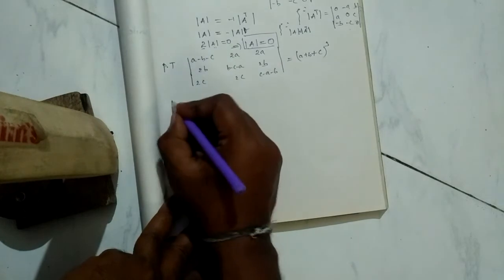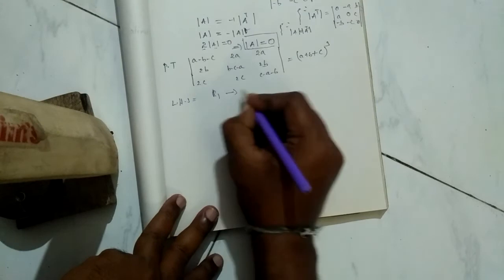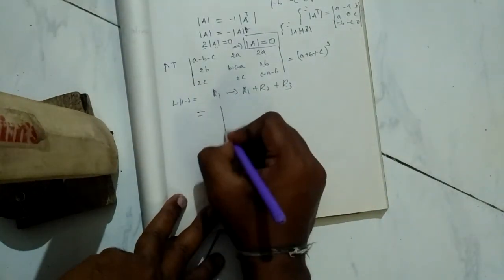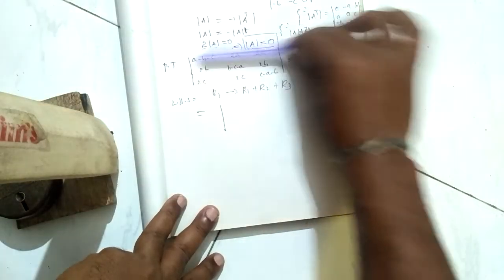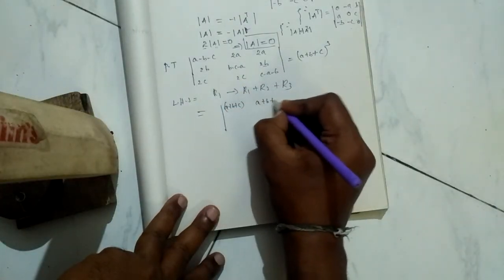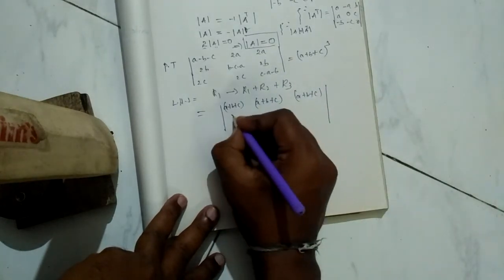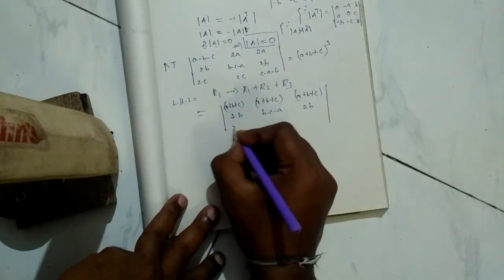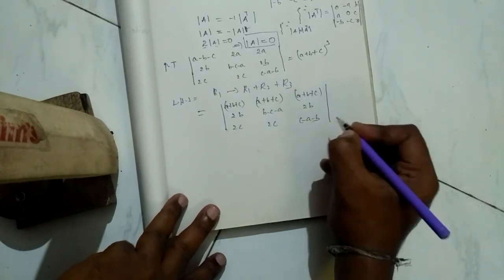So what I am saying here, on the left hand side, row 1 tends to row 1 plus row 2 plus row 3. If you do, you are first adding all the elements and putting them in row 1 itself. So you get again A plus B plus C, here also A plus B plus C, here also A plus B plus C. And this is as it is, 2B, B minus C minus A, these two rows are as it is. Okay, 2C, C minus A minus B.